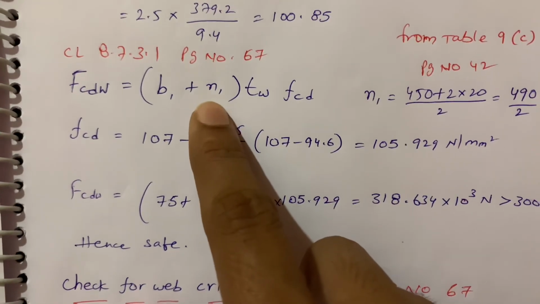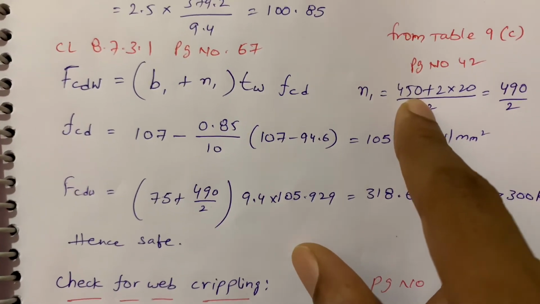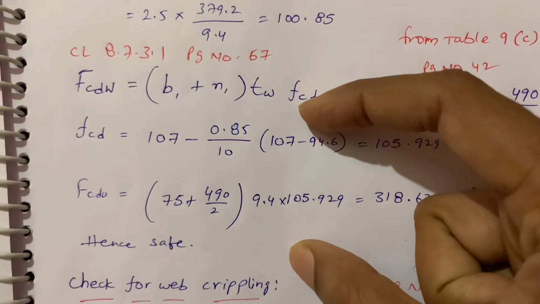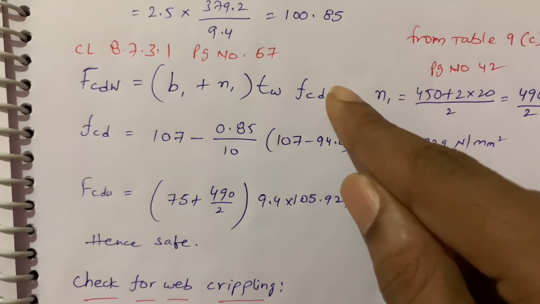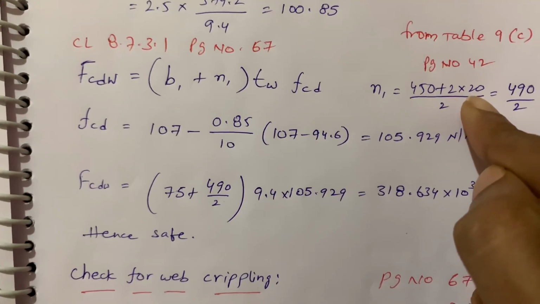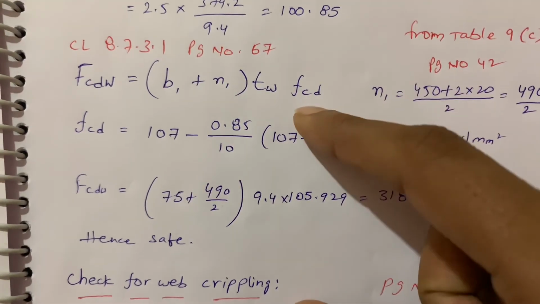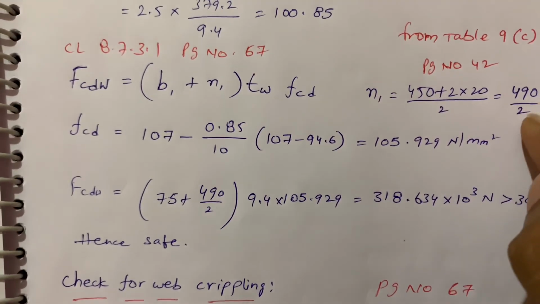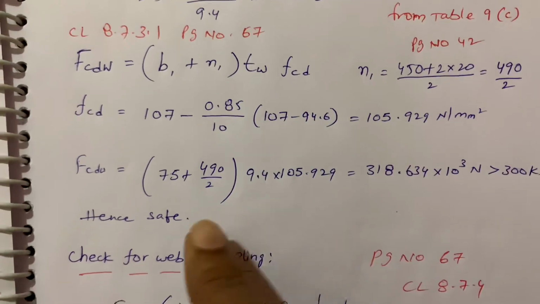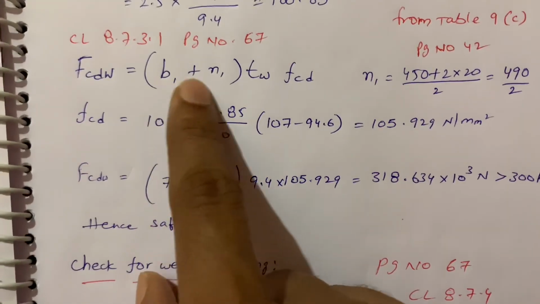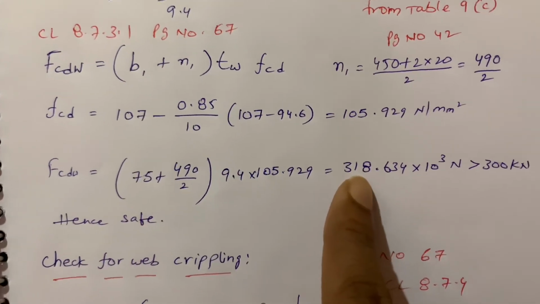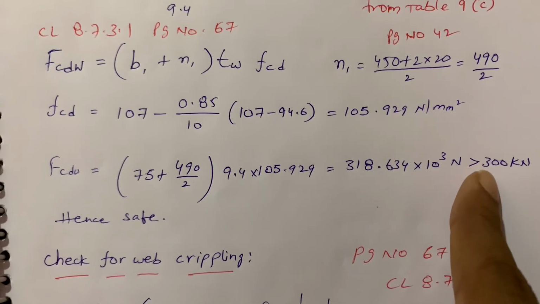After that, n1 is nothing but 450, that is the total depth of the beam, plus 2 into 20, that is 2 thicknesses of the flanges, by 2. I got 490 by 2. After that, I substitute all the values in this equation. So I got this value, which is greater than 300, hence safe.